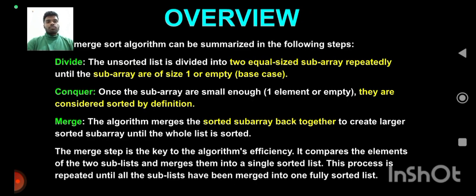And let us see some overview. Merge sort algorithm can be summarized in the following steps. That is, it employs three steps: divide, conquer, and merge. In the divide step, we divide the array into smaller subarrays and repeatedly divide it into smaller subarrays until we get the size of the subarray as 1. And in the conquer step, once we get the size of the subarray as 1, we sort them. And in the merge step, once we get the sorted subarrays, we merge them.